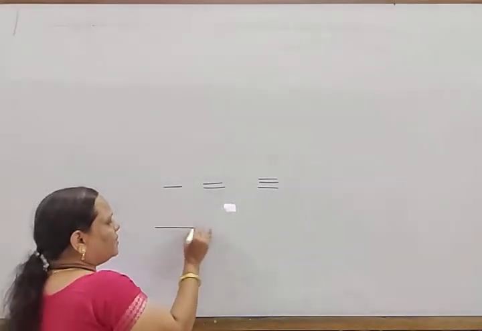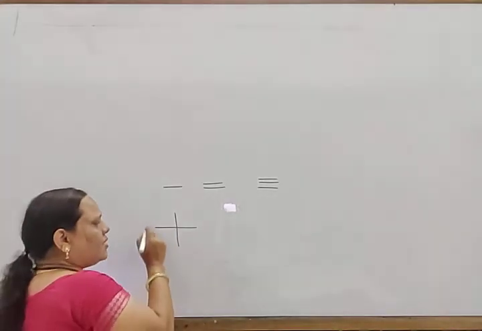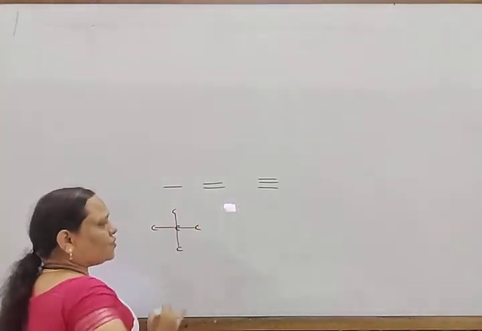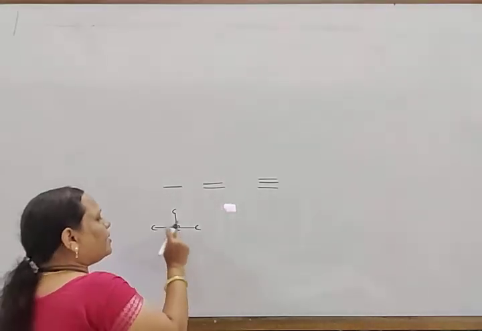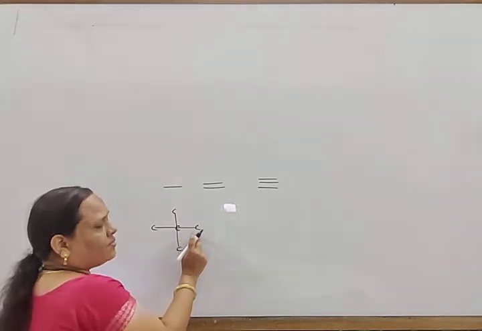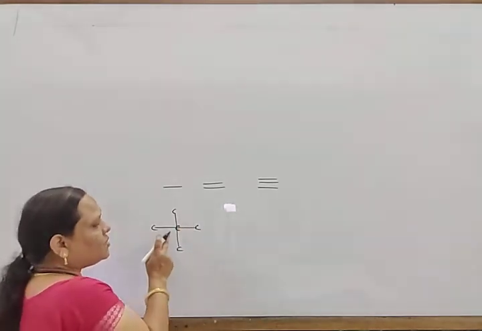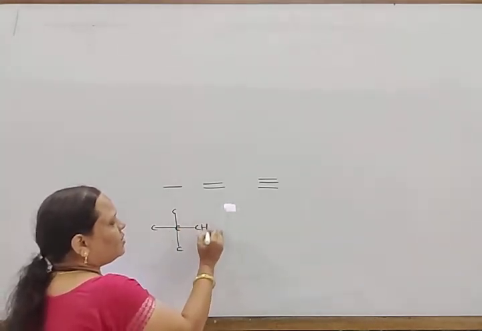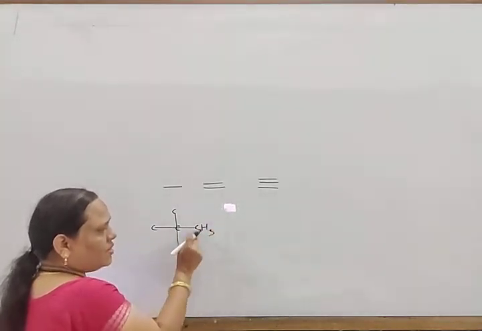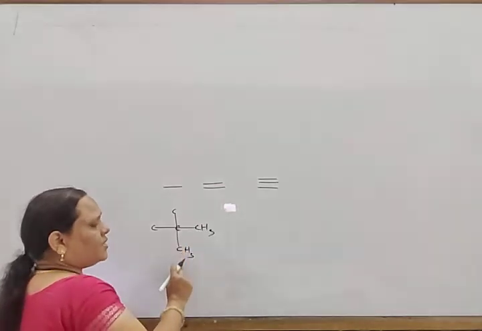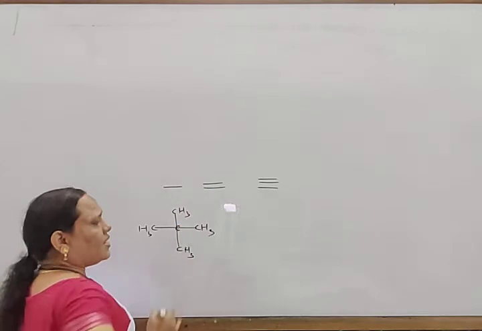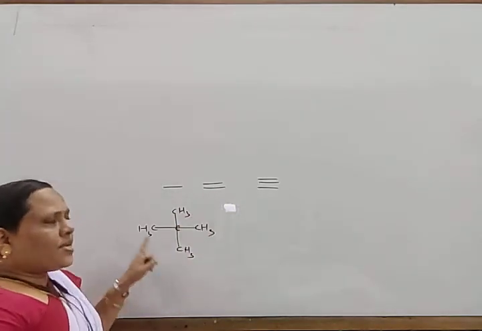For example, it is written like this. Here one carbon, one carbon, one carbon, one carbon, and one more carbon are present. After that, to satisfy the tetra covalence of carbon, hydrogen atoms are present. So here no hydrogen, and here three hydrogens, and here three hydrogens, and here three hydrogens. In this way we can represent it.